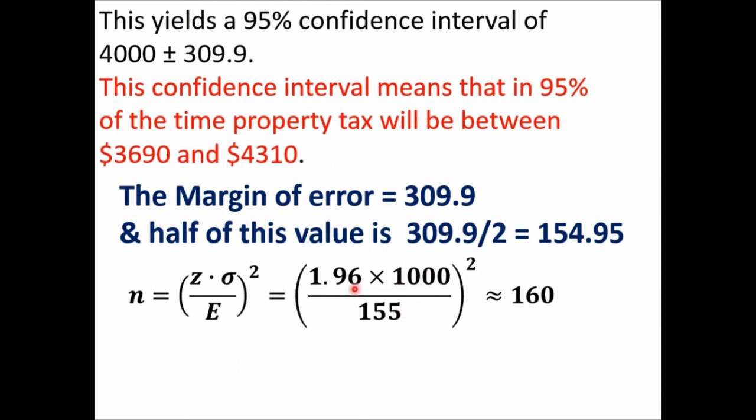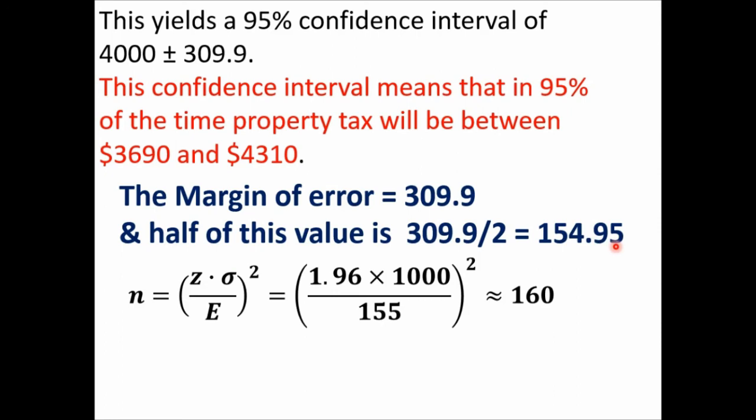And we have sigma, and we have Z at 95% being 1.96. And look at what we have now. We have a sample size of 160. Now, remember the original sample size was 40. So jumping from 40 to 160, that is a large jump, a big jump. But the impact of this is that we're going to have half of the margin of error.